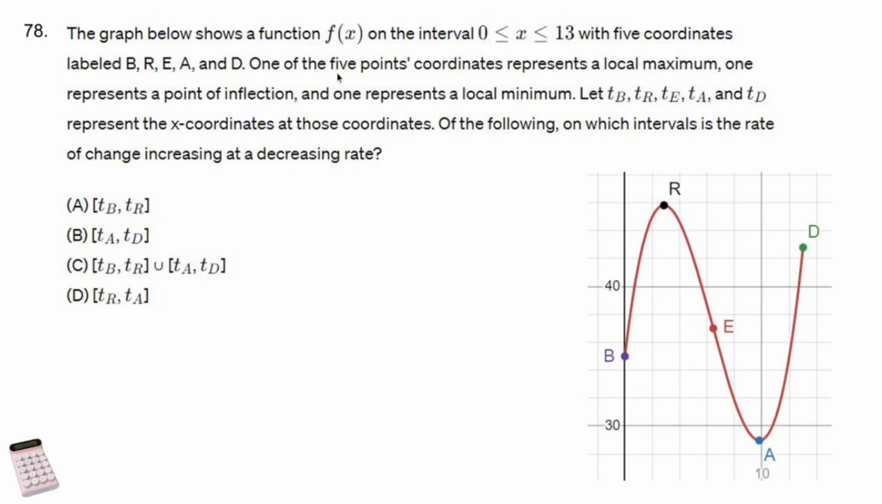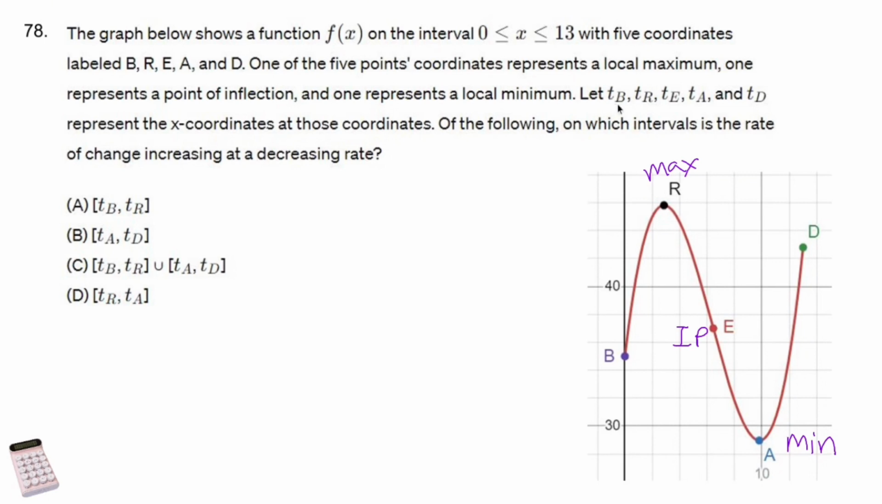Yeah, it checks out. One of the 5 points coordinates represents a local maximum, so that would be U. One represents a point of inflection, so that would be U. IP for inflection. You know what I mean. And 1 point represents a local minimum, that would be U.